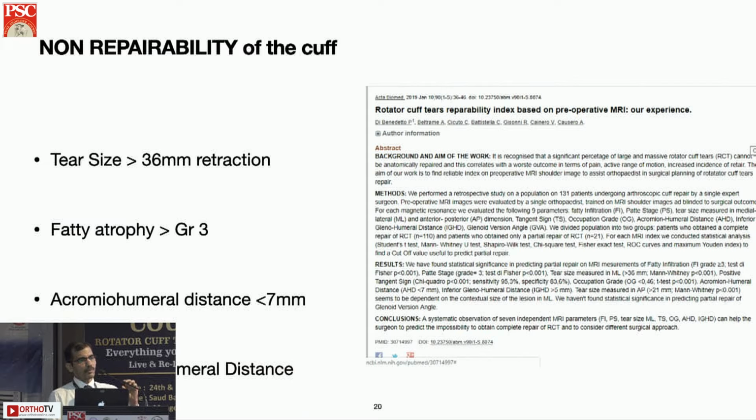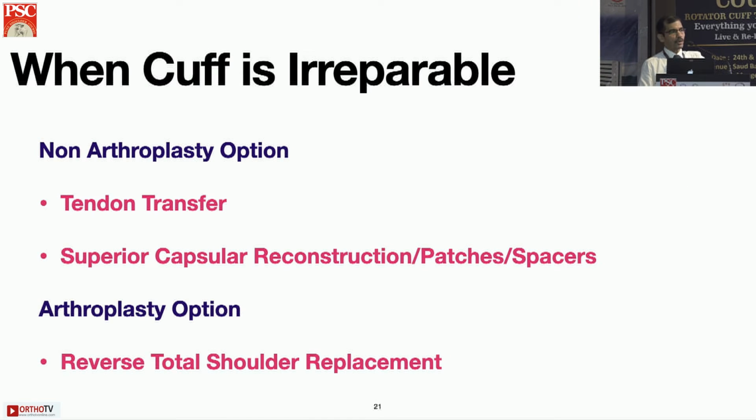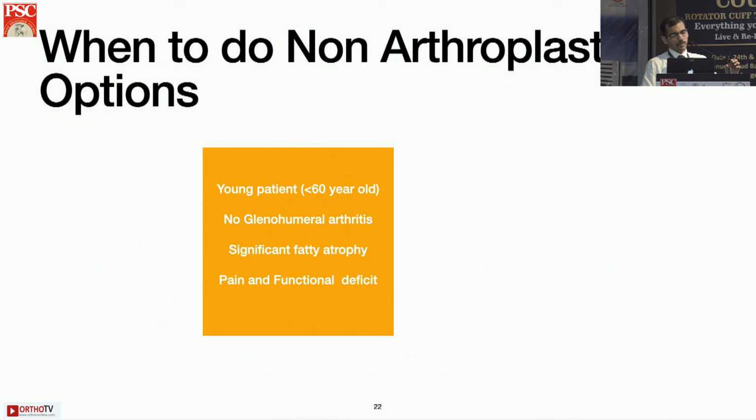Okay, how to decide whether the cuff can even have a partial repair or not? The literature says tear size more than about 4 centimeters, fatty atrophy of grade 3 or 4, a narrow acromiohumeral distance and a reduced glenohumeral distance, with a proximally migrated humerus, means the repairability of the cuff is very, very minimal. So in that kind of scenario, what to think about? First is a non-arthroplasty option, where you think about tendon transfer, or SCR, or patches or spacer, or an arthroplasty option. A non-arthroplasty salvage procedure is for a young patient without glenohumeral arthritis where there is significant fatty atrophy, grade 3 or 4, with pain and functional deficit.